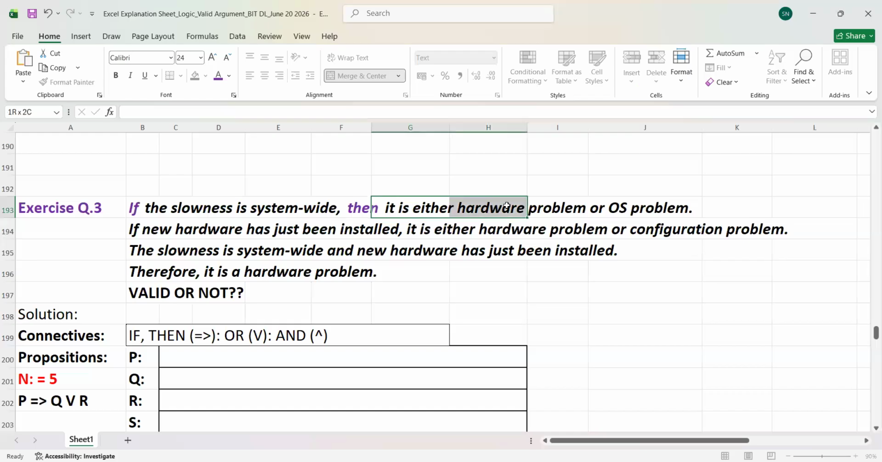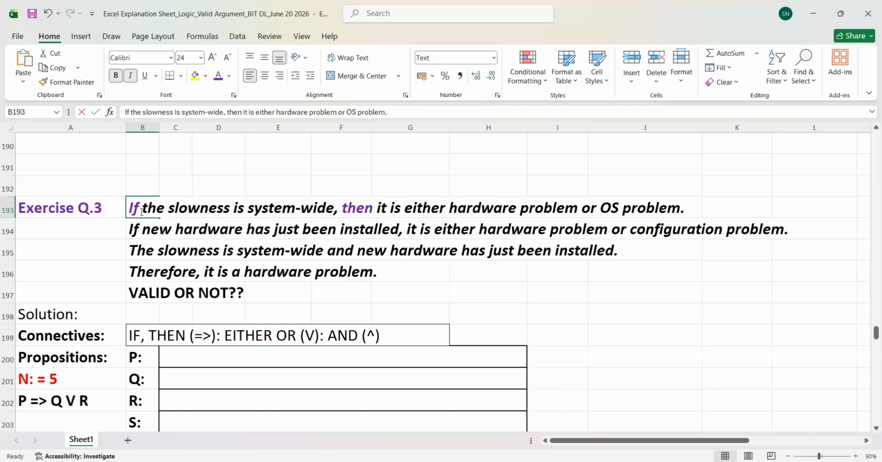By the way, either goes with or. I hope last week you remember. So even though either is not a connective, because it goes with or, you can write it out. Then you can identify your propositions well. Okay, now that we've done that, let's now identify the propositions.